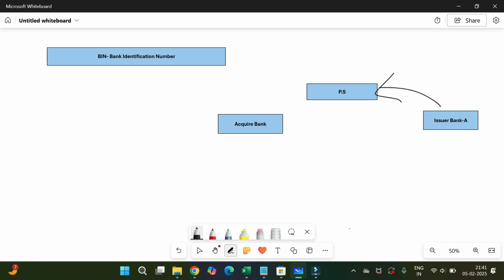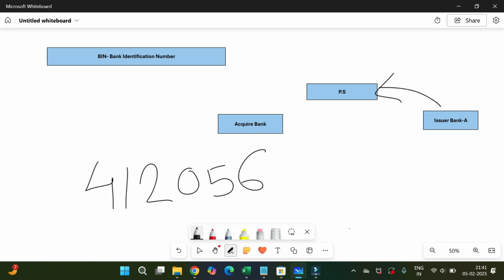Then the issuer bank will start creating cards and provide them to their customers. We can see a 16 digit card number on a credit card. The first six digits are the BIN number. Let's say here your BIN is 41056. So this is a BIN. With the help of the BIN, the payment scheme will identify which bank a particular card belongs to.